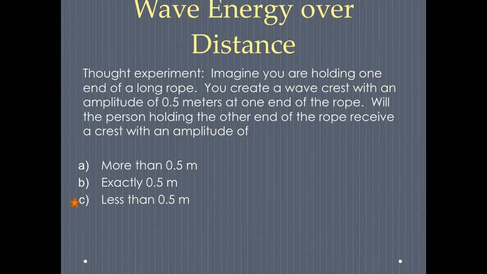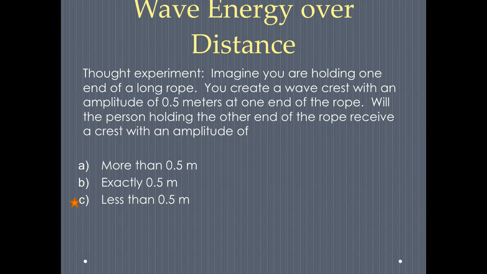All right, here's a little thought experiment for you. Let's try and think about this situation and see what would truly come about. Let's say you're holding one end of a long rope. You create a wave crest with an amplitude of 0.5 meters. What that means is you jiggle that rope to create a wave crest that has an amplitude of 0.5 meters, which is maybe about 1.5 feet, at one end of that rope.